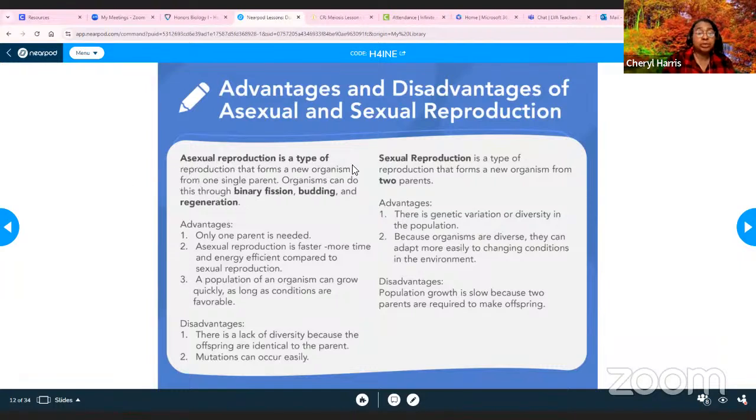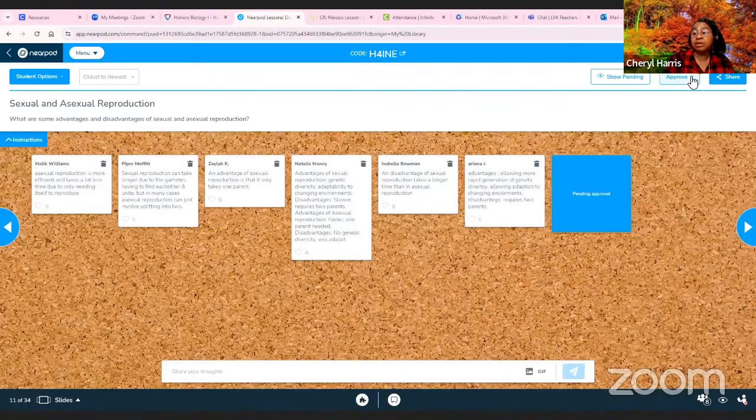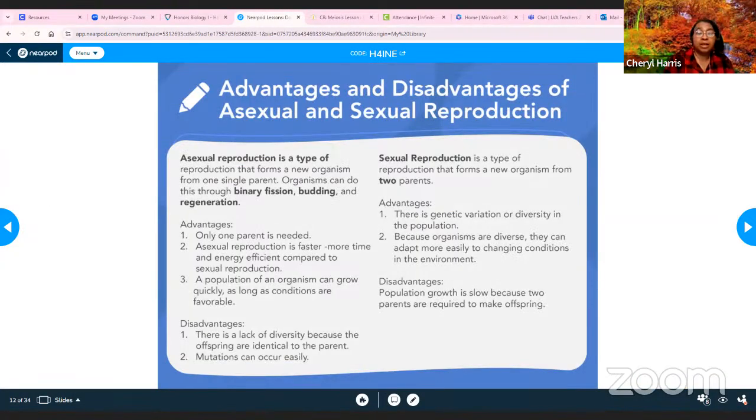All right, asexual reproduction is a type of reproduction that forms new organisms from one single parent. Okay, all right, hold on. Where did my screen go? My computer's slow. There it is. Okay, all right, so we're looking at the advantages and disadvantages here. So asexual reproduction, remember we have binary fission, budding, and regeneration.